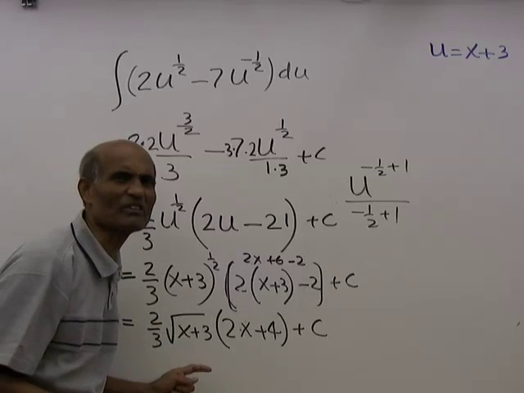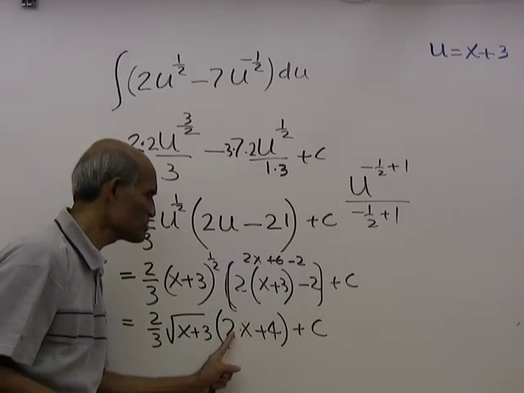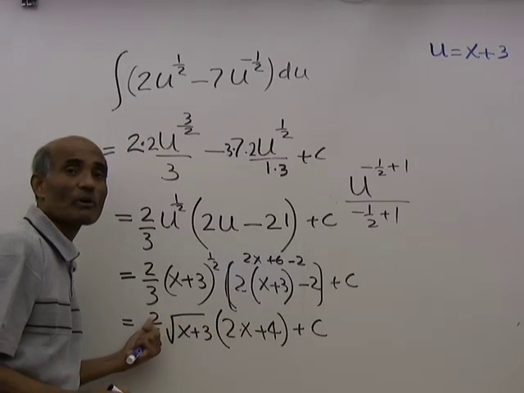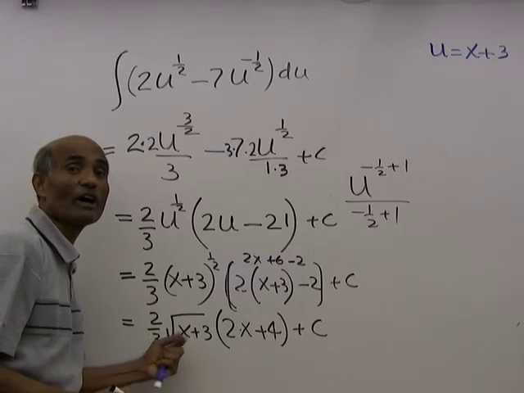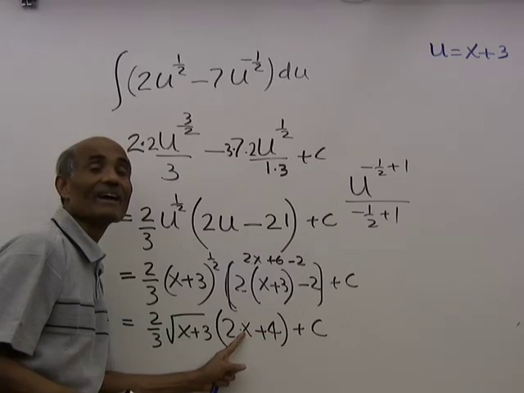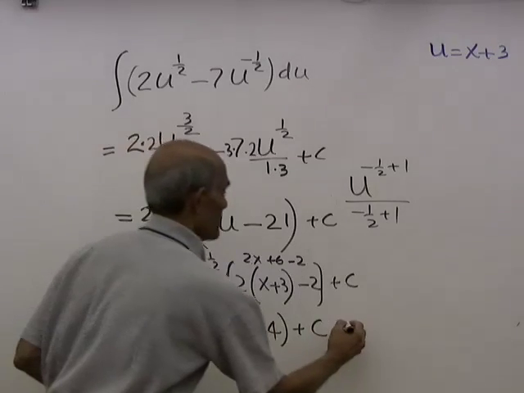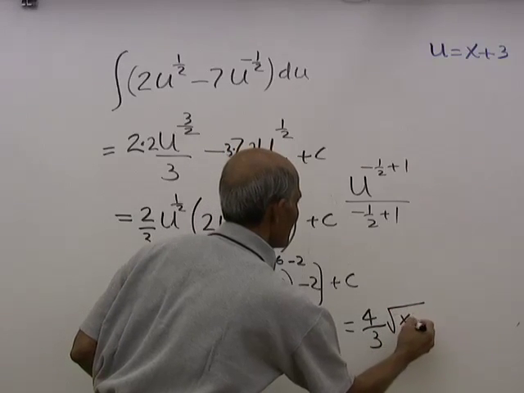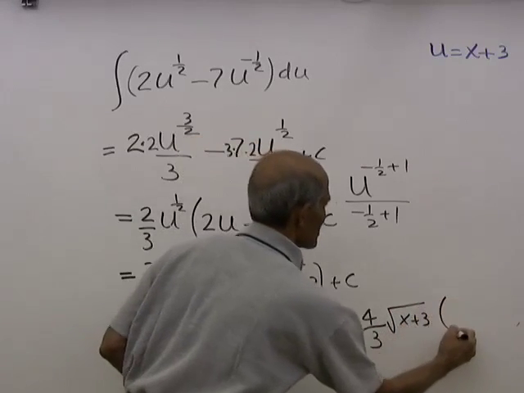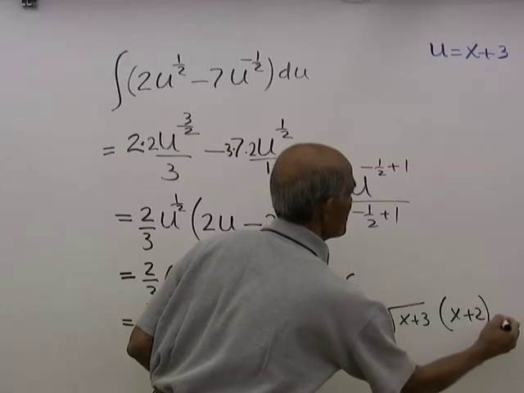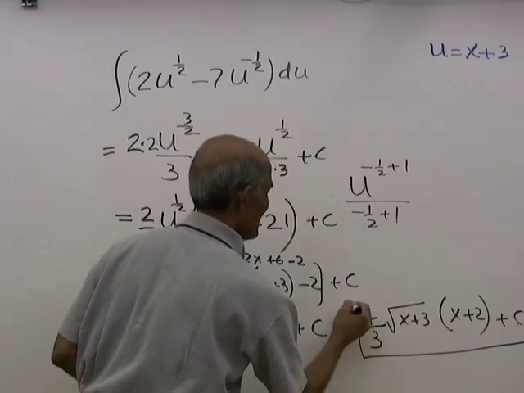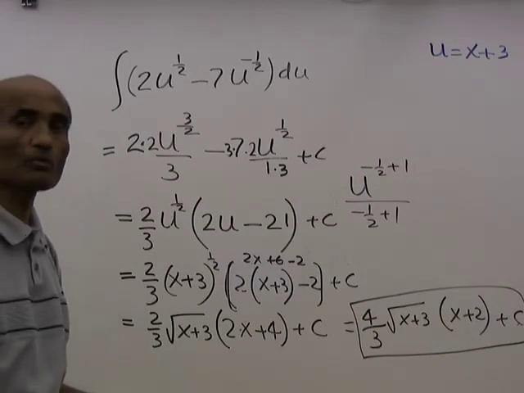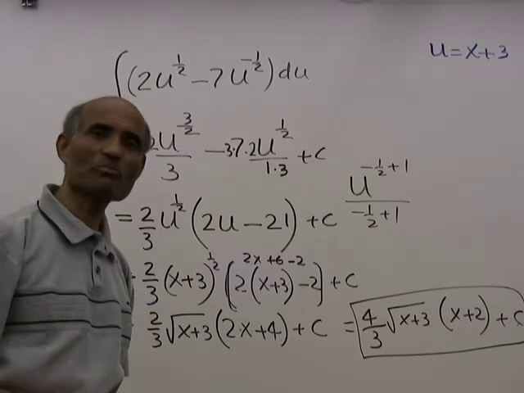And maybe one more thing you can do there. What is that one more thing, a very simple thing left there? If you notice 2x plus 4, there's a 2 common there. And that 2 will come out, multiply with this 2, giving you a 4/3. What will be left there? X plus 2. So that will be 4/3 square root x plus 3 times x plus 2 plus c, and that is the final result. Always try and simplify it as much as possible.